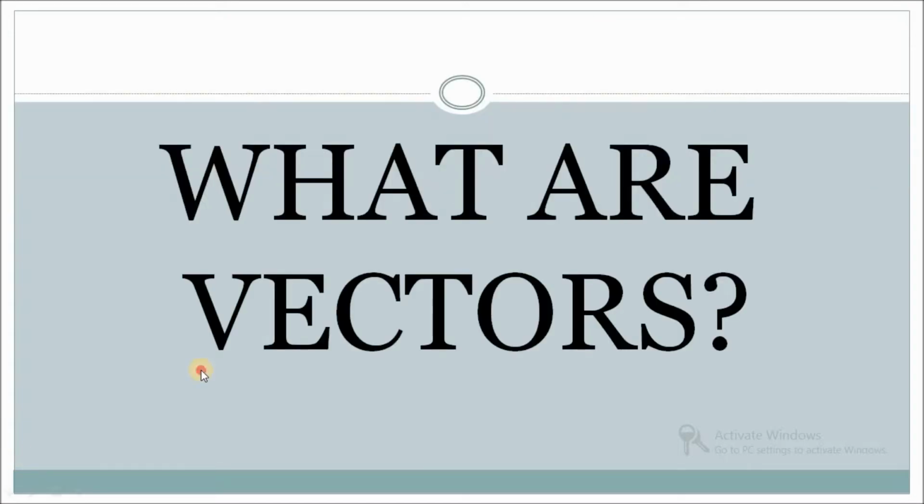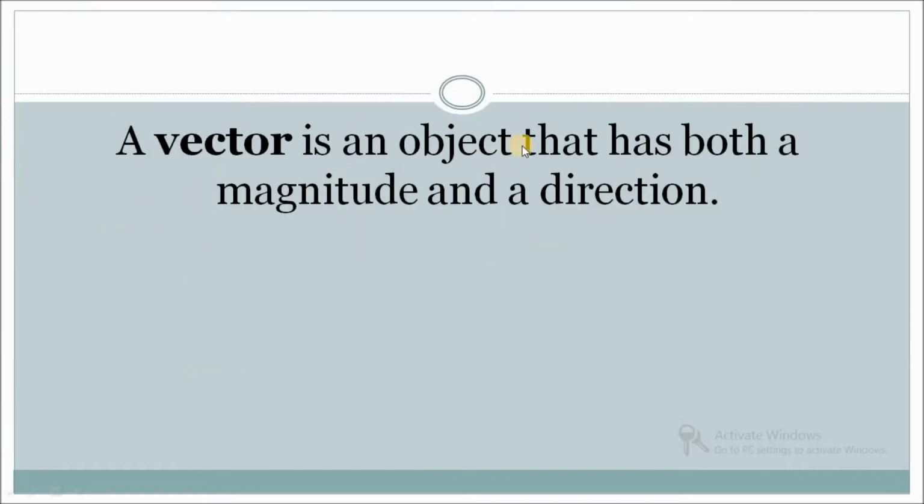According to me, a vector is an object that has both a magnitude and a direction. Now, magnitude is the product of force and mass. Direction is a particular place where you are heading towards. Like I am heading towards my school, that's a direction to me. So that's what a direction is. A vector has a magnitude and direction.